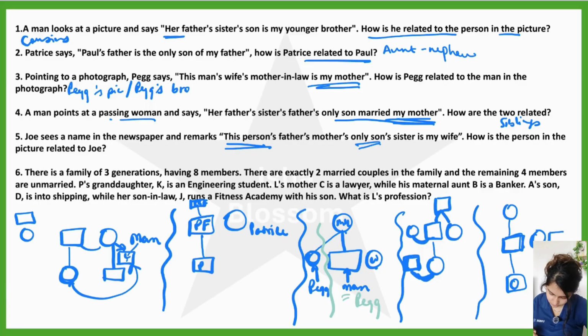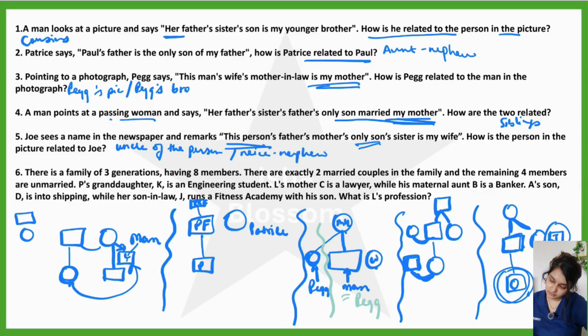So this is Joe, right? So this mother has two kids, a son and a daughter, and Joe is the daughter's husband. How is the person in the picture, which means this guy, related to Joe, which means this guy? So Joe will be the uncle of this person, right? So Joe is the uncle of the person. The person could be niece or nephew, but we don't know.